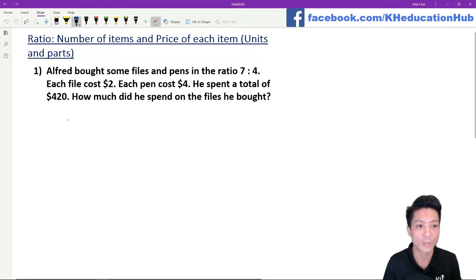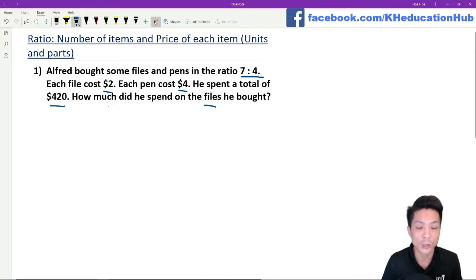I'm going to go through this question on ratio, number of items and price of each item. It has got something to do with parts and units. Question 1. Alfred bought some files and pens in the ratio of 7:4. Each file costs $2 and each pen costs $4. He spent a total of $420. How much did he spend on the files he bought?